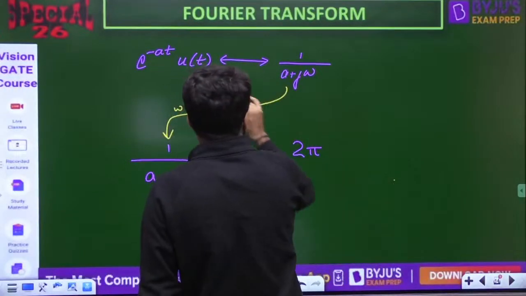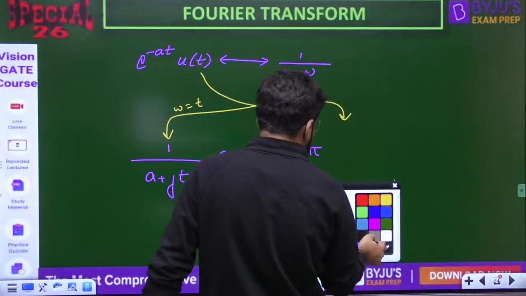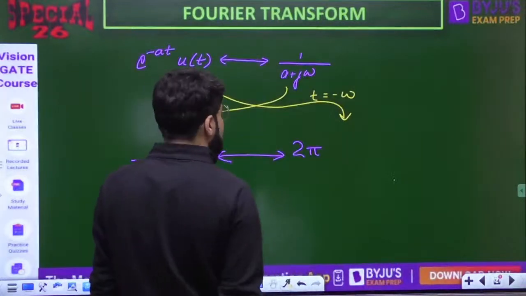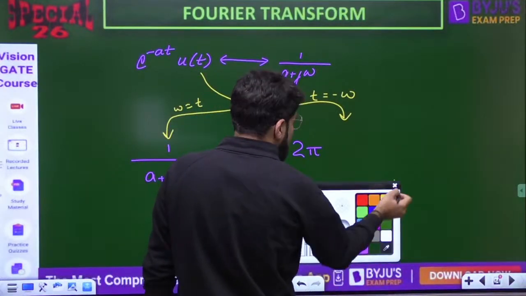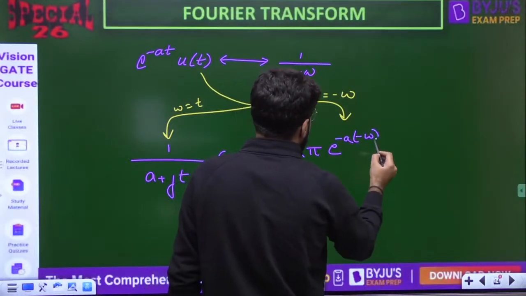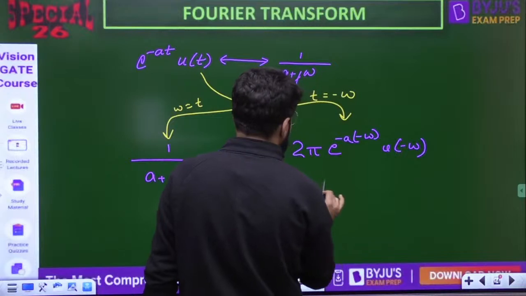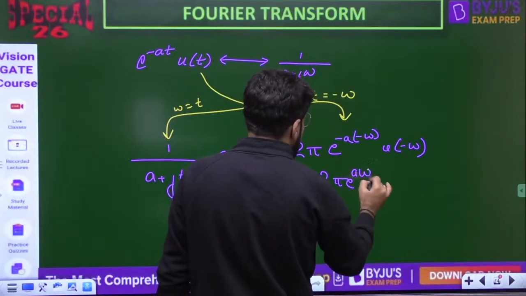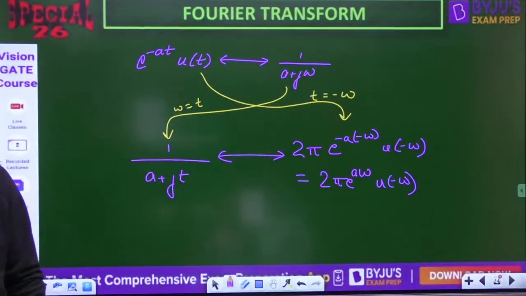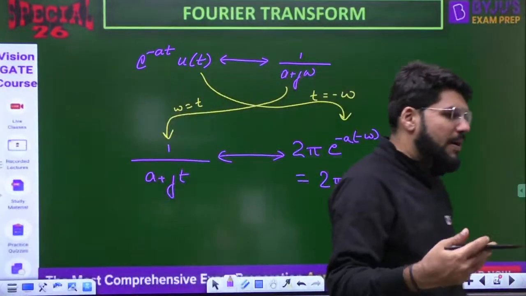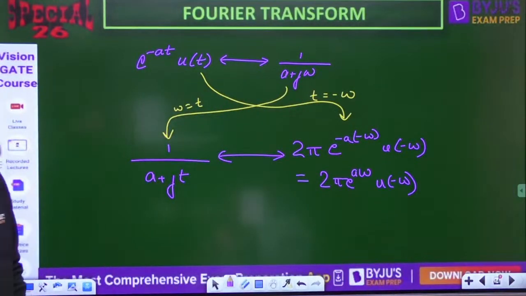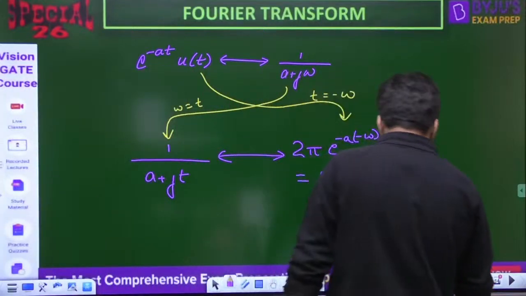So what you have to do is take this e^(-at)u(t) and put down the value of t equal to minus omega. 2 pi x of minus omega, t is replaced by minus omega, and then your answer will be e^(-a(-omega)) u(-omega). So your answer is 2 pi e^(a omega) u(-omega). And not only this, there will be multiple results that can be derived from the duality. We will take that up once we start with the questions.